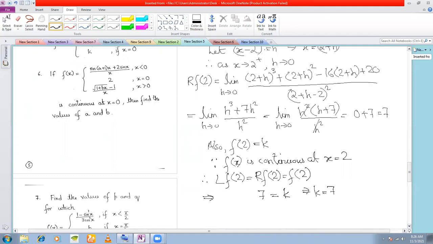Okay. So that is how we check for continuity, and that is the usage of the condition of continuity. Fine.